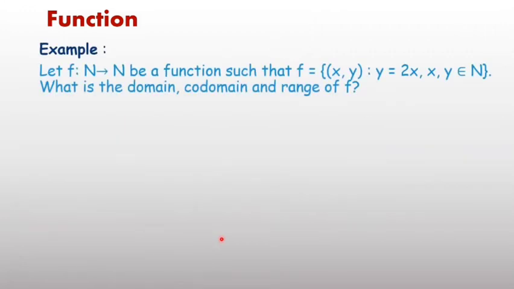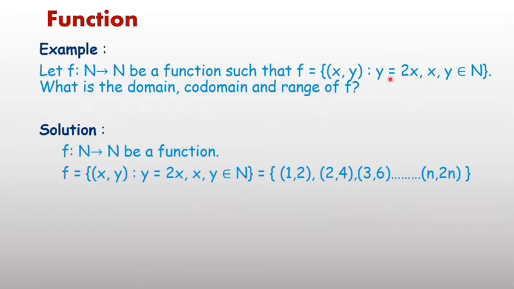Now next, f is a function from N to N. In the previous example I took f as a function from A to B. In place of A and B I have written N to N, meaning natural numbers. Function from natural numbers to natural numbers, defined as y equal to 2x. You have to write the domain, codomain, and range of f.